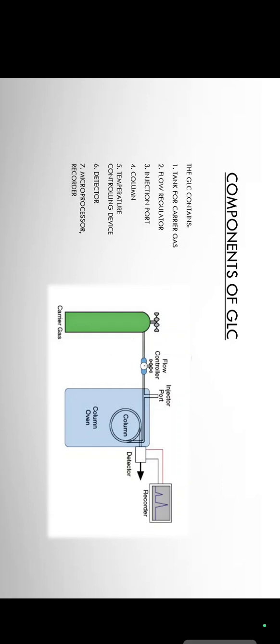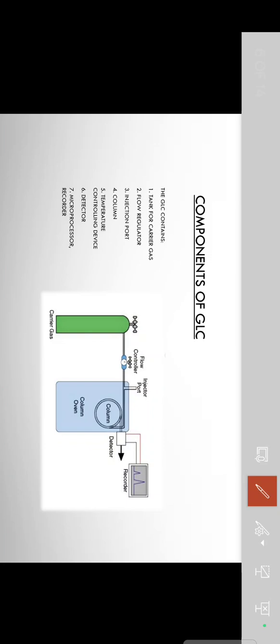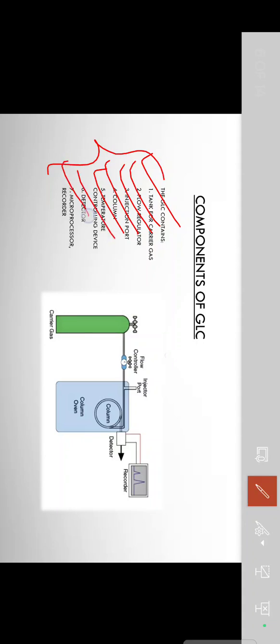Let's move to the next slide, that is the components of GLC. Let's see, there are seven components: tank for carrier gas, flow regulator, injection port, column, temperature controlling device, detector, and microprocessor recorder. The seven components are required in GLC to make the process happen.